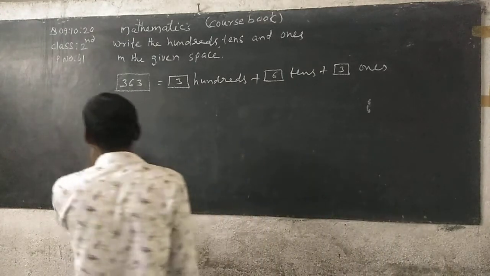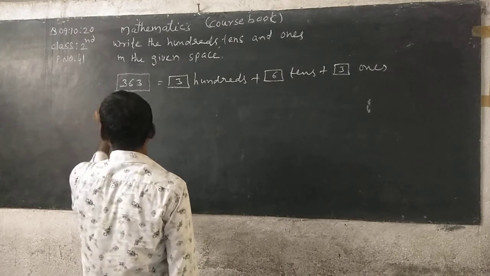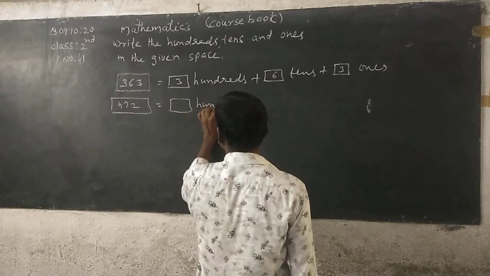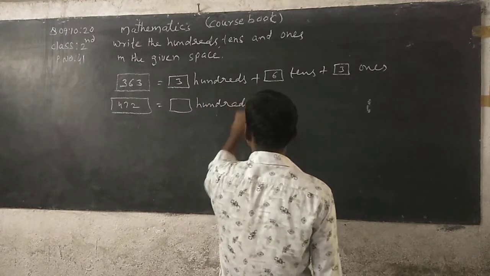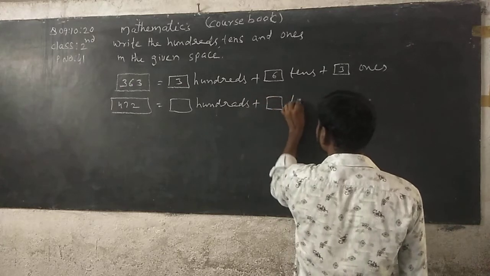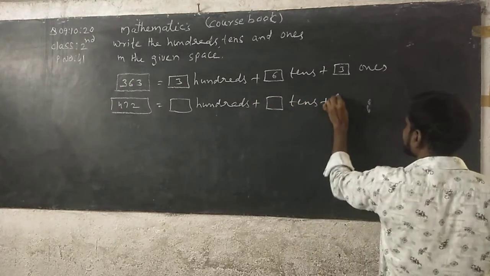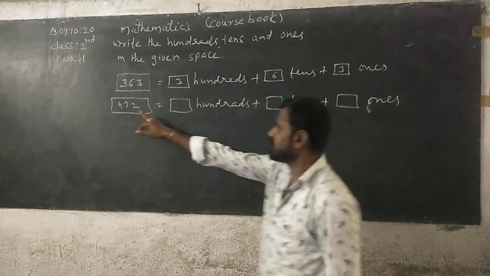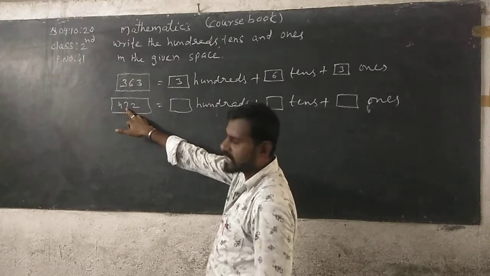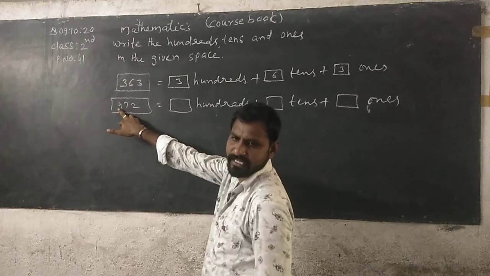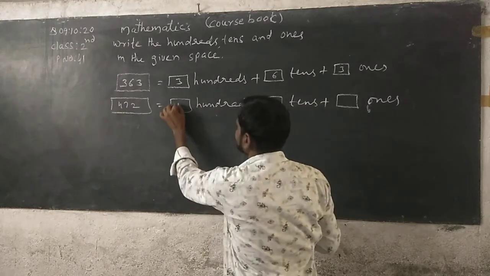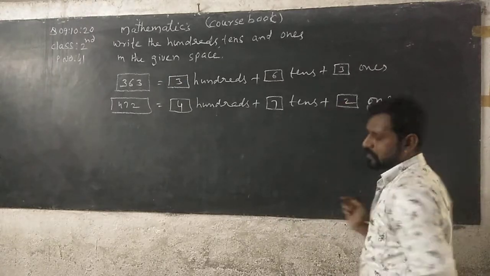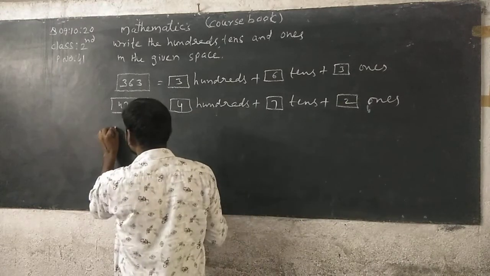See here, 472. Very simple, beta. 472. This is dash hundreds plus dash tens plus dash ones. See here, 2 is in ones place, 7 is in tens place, and 4 is in hundreds place. So hundreds means here 4, tens 7, ones 2. Now next, 500.